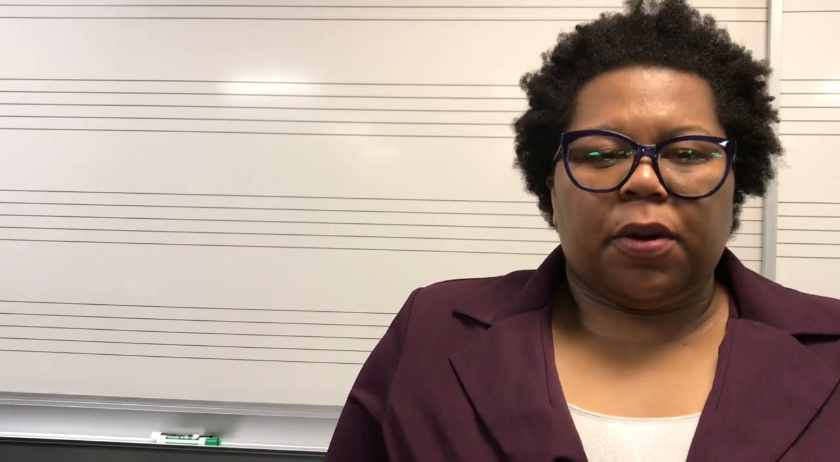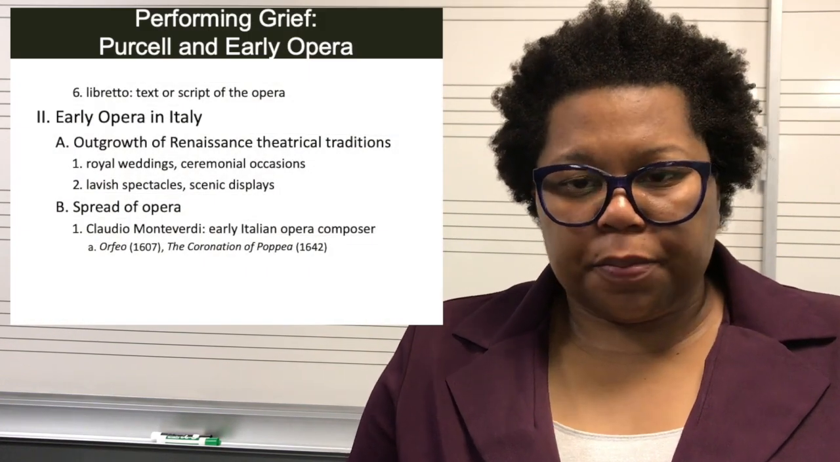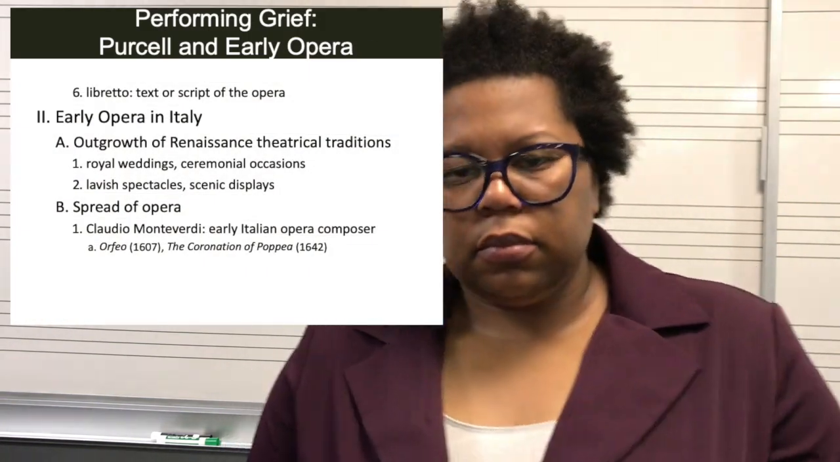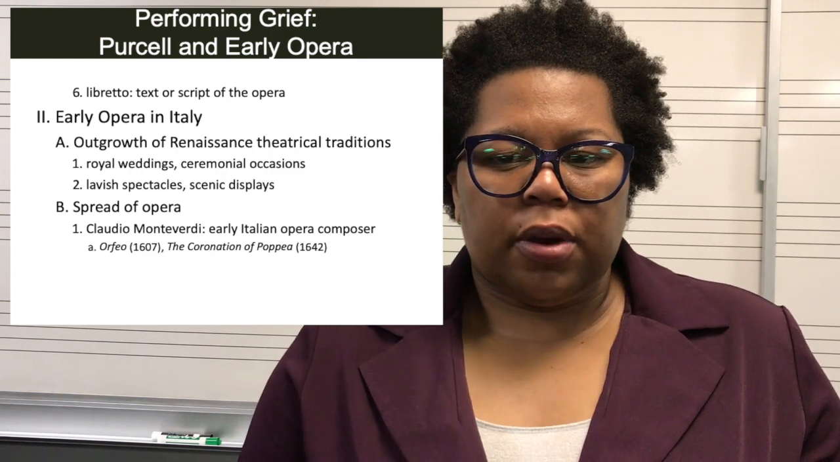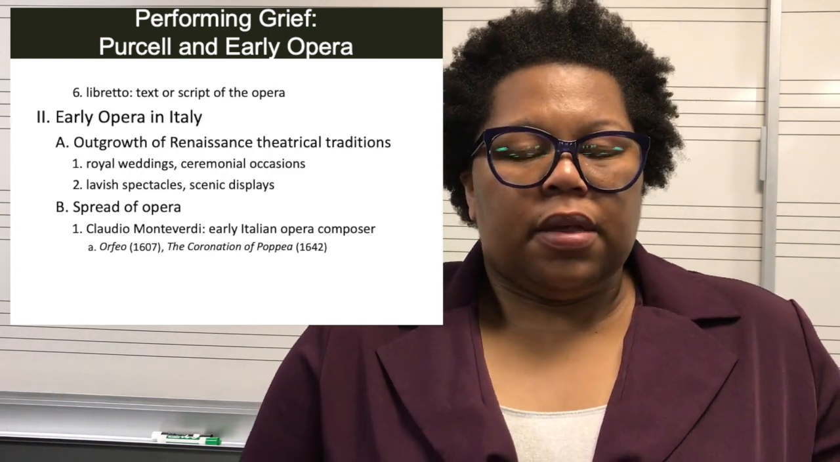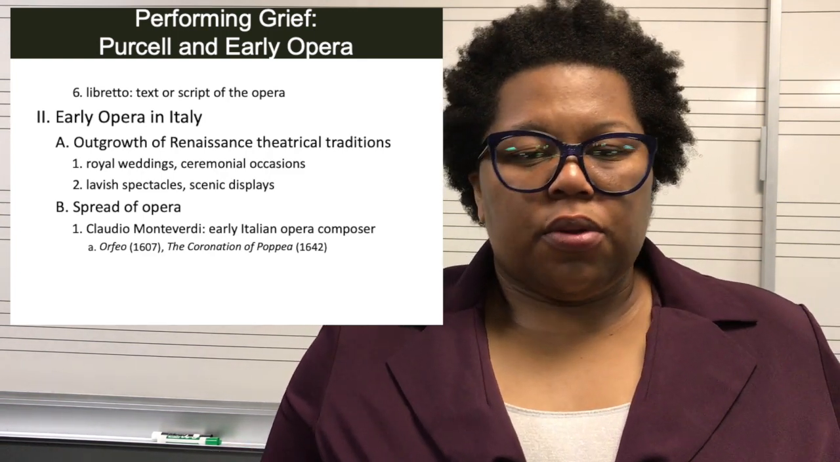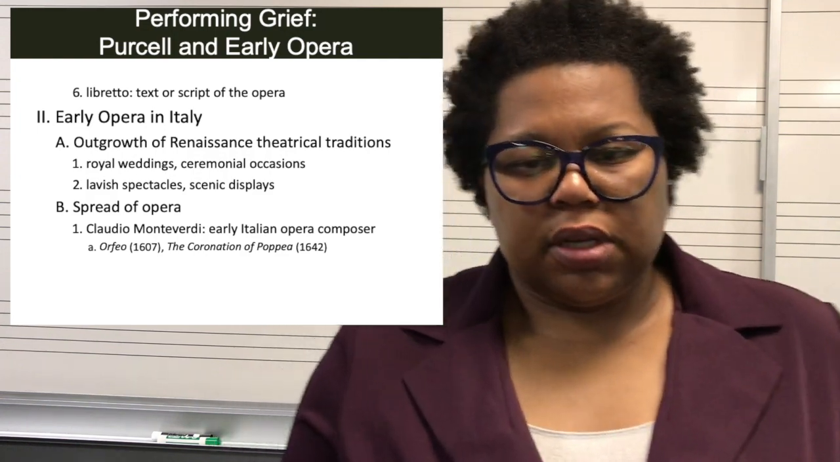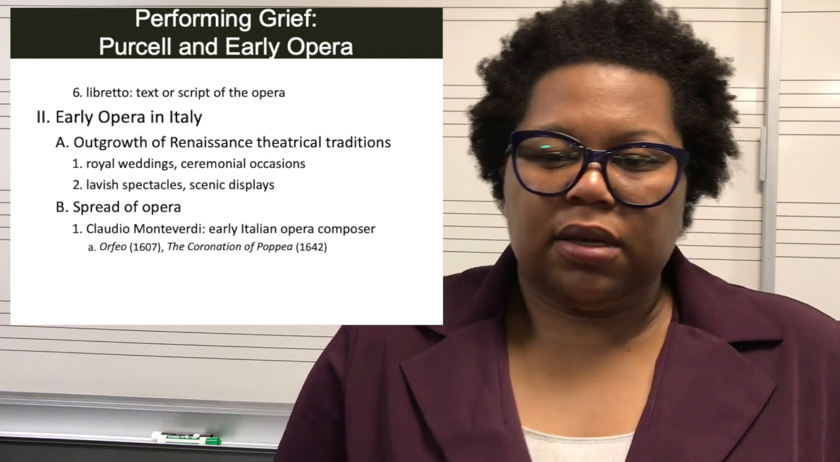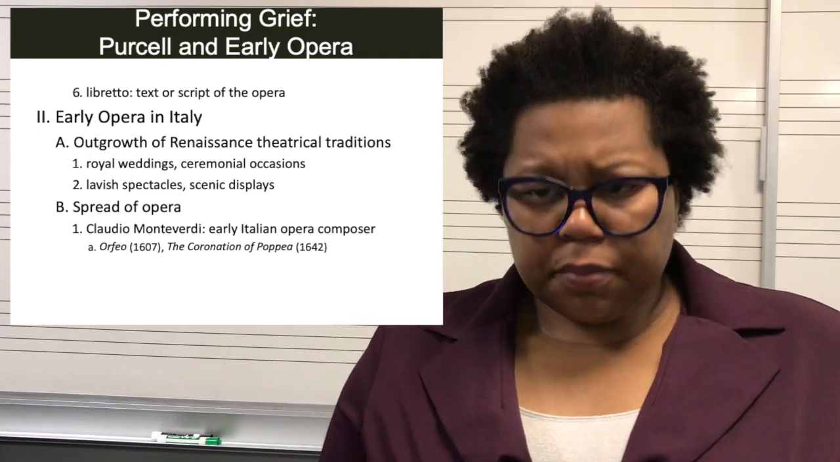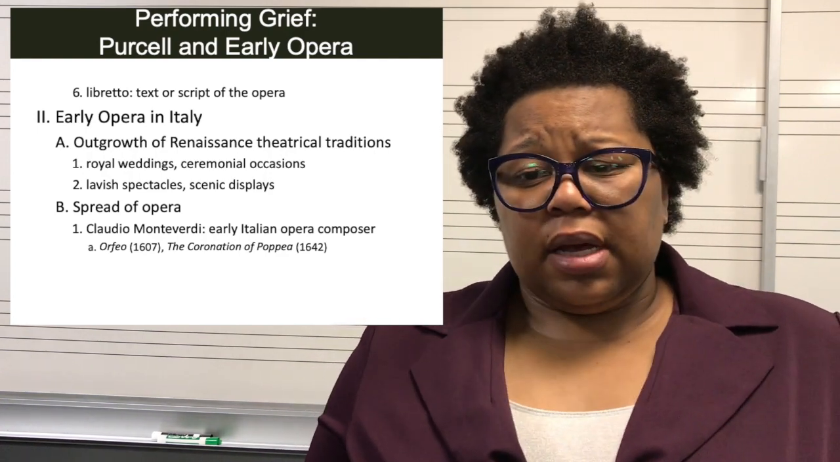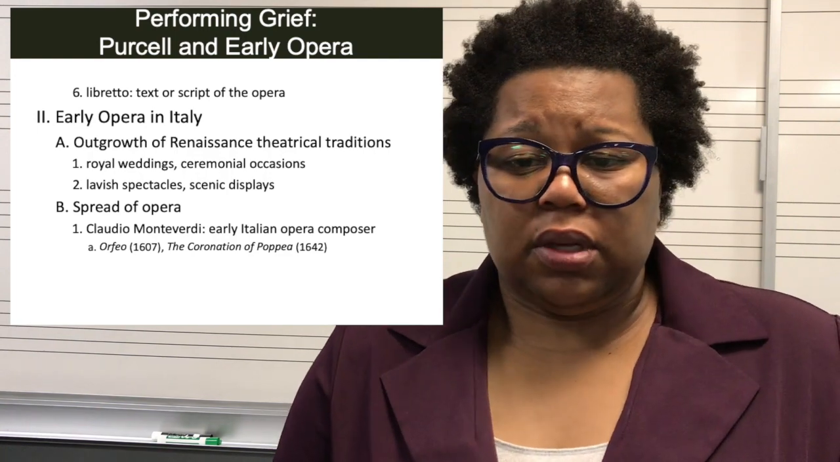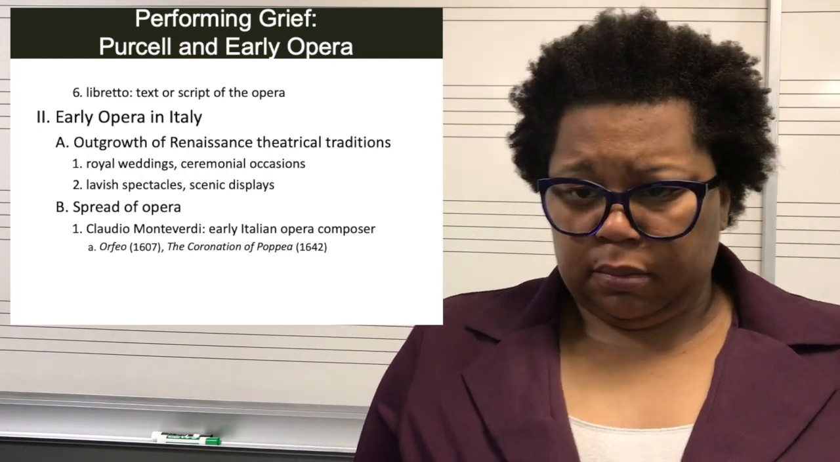Now the next part of the opera is the libretto, or the text or script of the opera. In early opera in Italy, this was the outgrowth of the Renaissance theatrical traditions, because usually these would be performed at royal weddings or ceremonial occasions. And these were lavish spectacles with scenic displays.